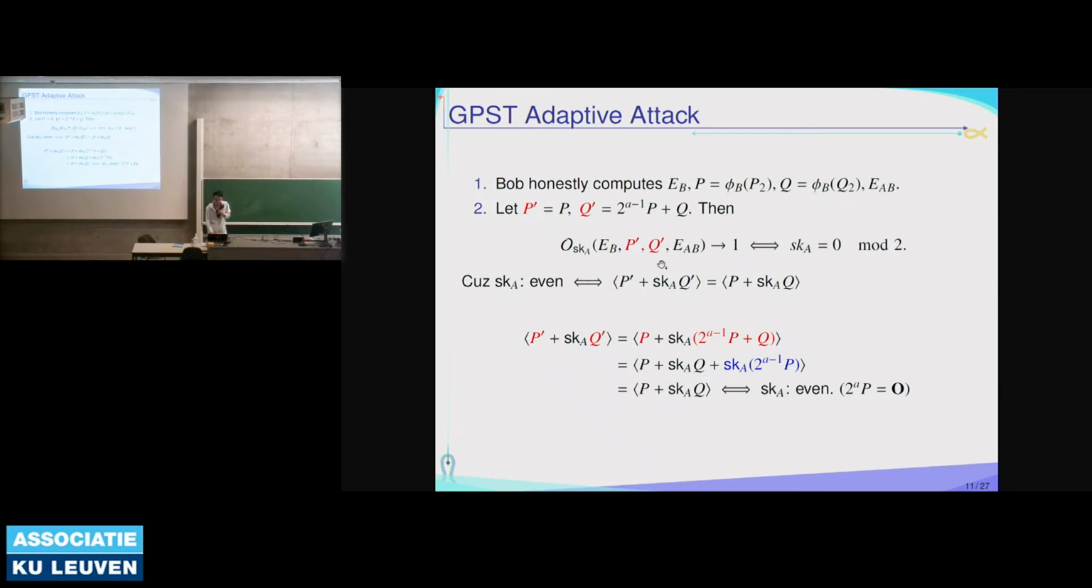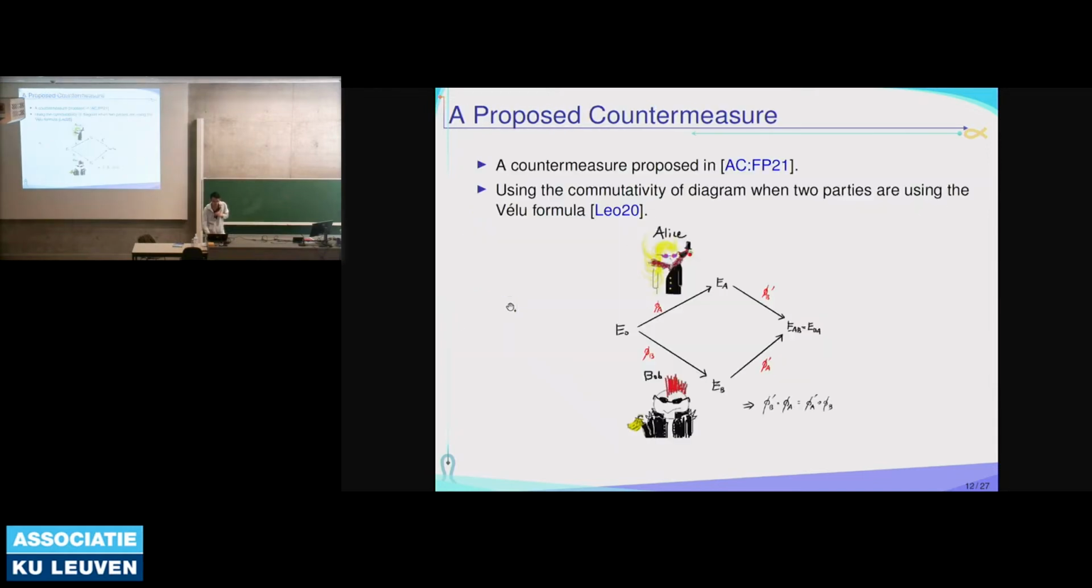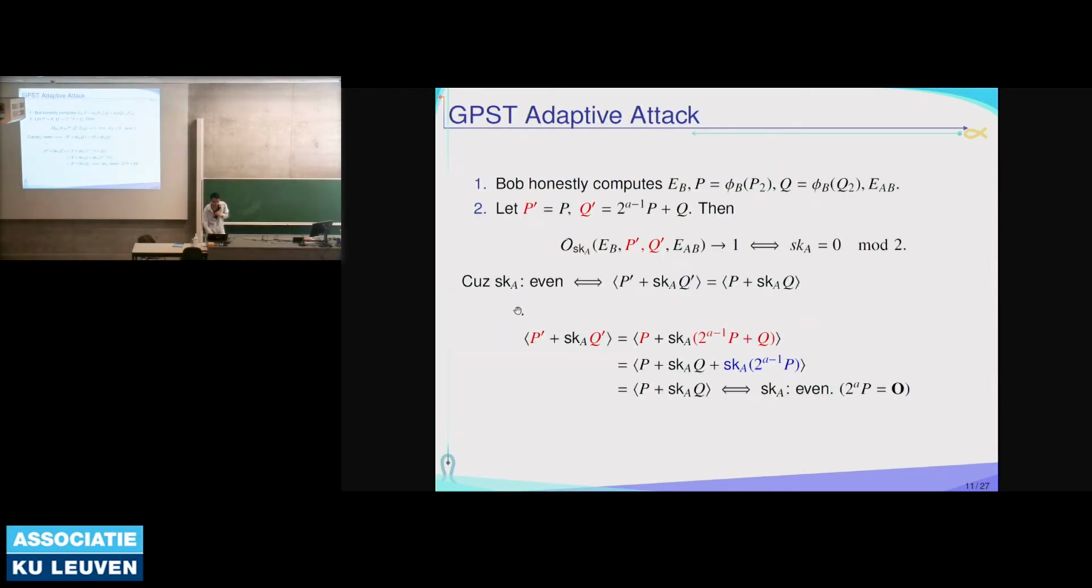So we are going to show this. Alice returns 1 if and only if the least significant bit of her secret key is 0. Oh, sorry. So we are going to show this: SK, Alice's secret key, is even if and only if these two subgroups are the same, which means P' plus SK Q' equals P plus SK Q.